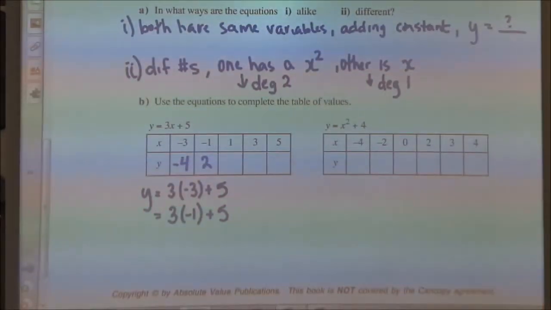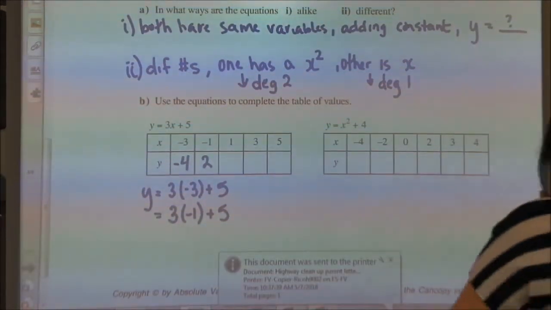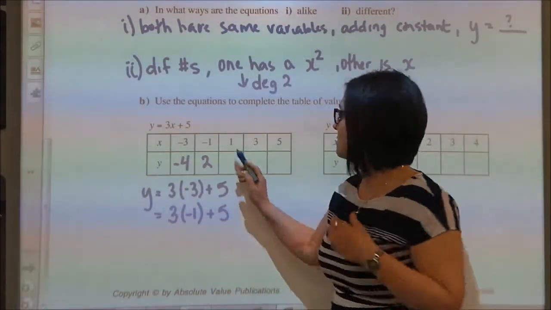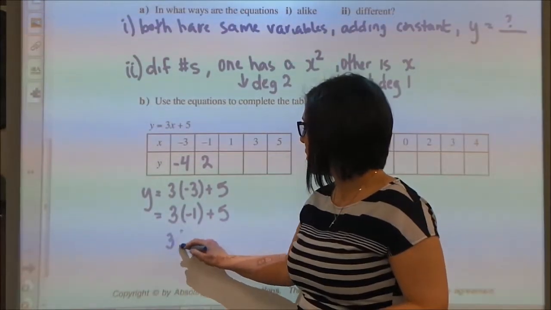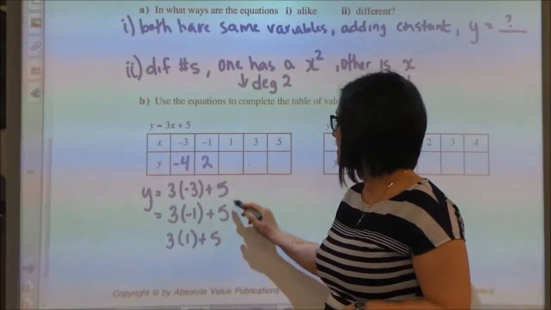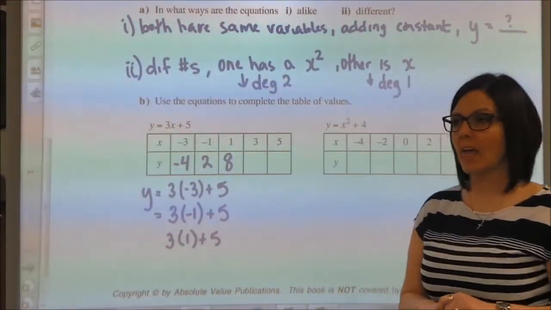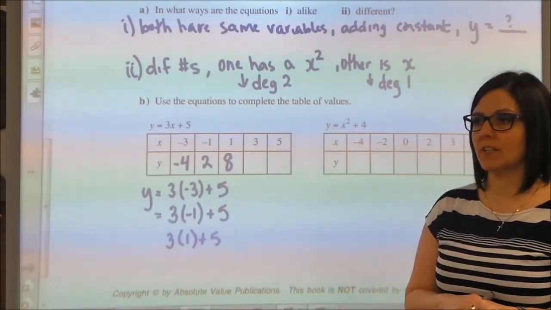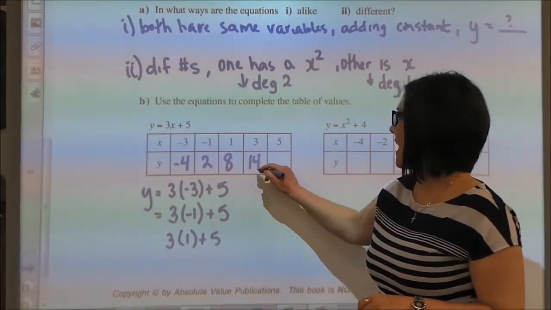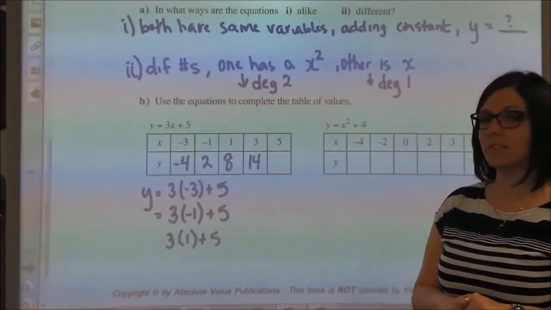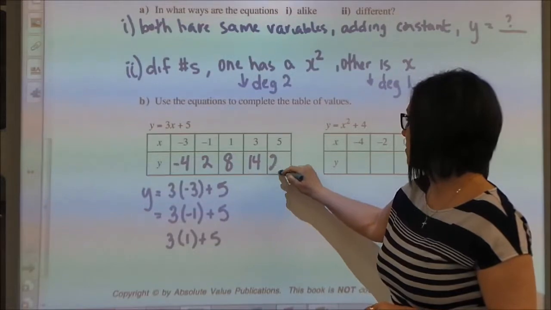Okay, I'm going to give you a moment. I want you to finish the next 3. Okay, so if x equals 1, I get 3 times 1 plus 5, which is 8. If x equals 3, I get 3 times 3 plus 5, which is 14. And if x equals 5, I get 20. Okay?